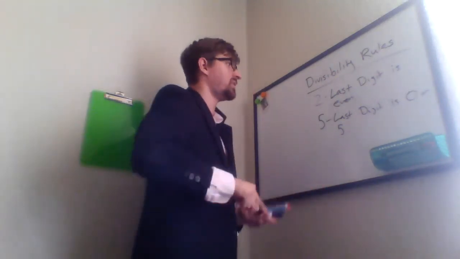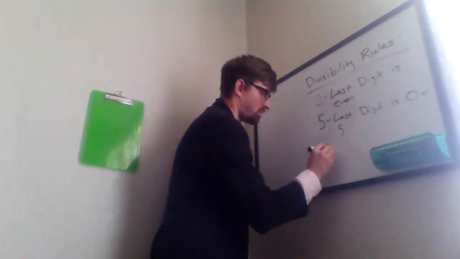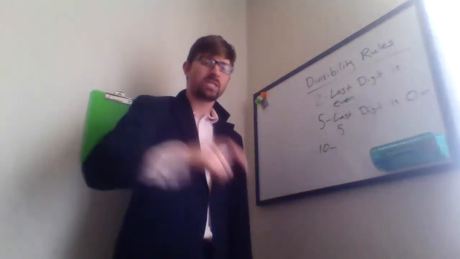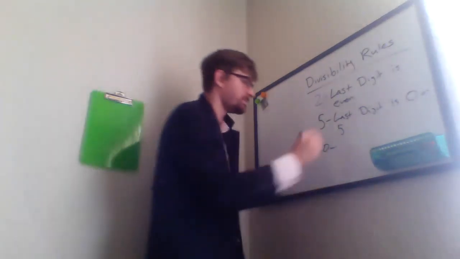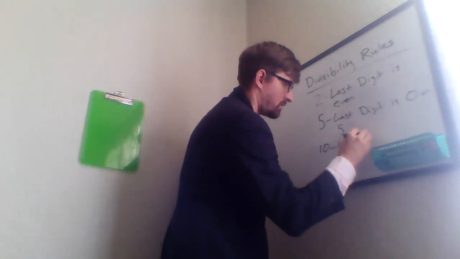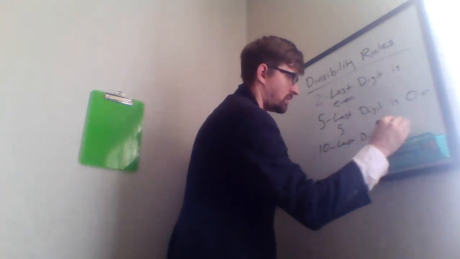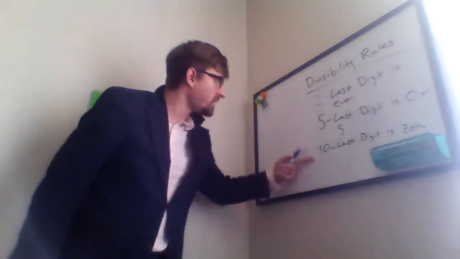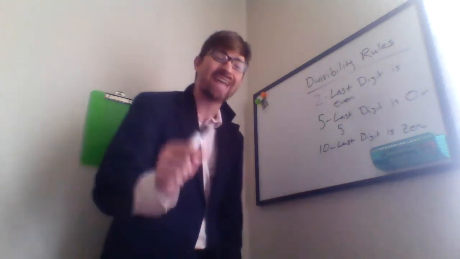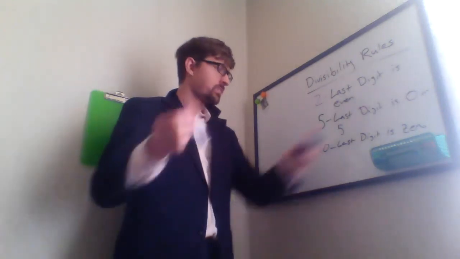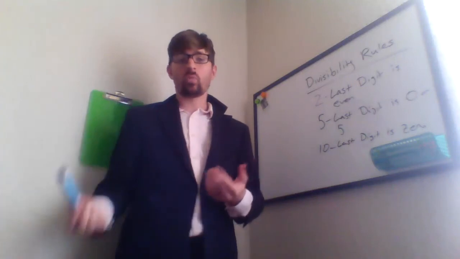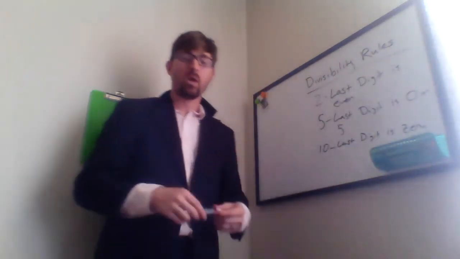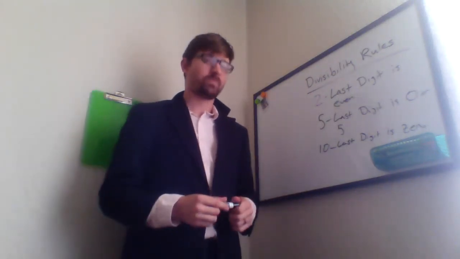Well, when is something divisible by 10? 10, 20, 30, 40, 50, 60, 70, 80, 90, 100. The last digit is a 0. Makes sense, right? Last digit is 0. Now notice, all 3 of these rules right here have to do with the last digit, right? We are now going to go into other rules that go past the last digit, or things that are a little bit more particular, all right?